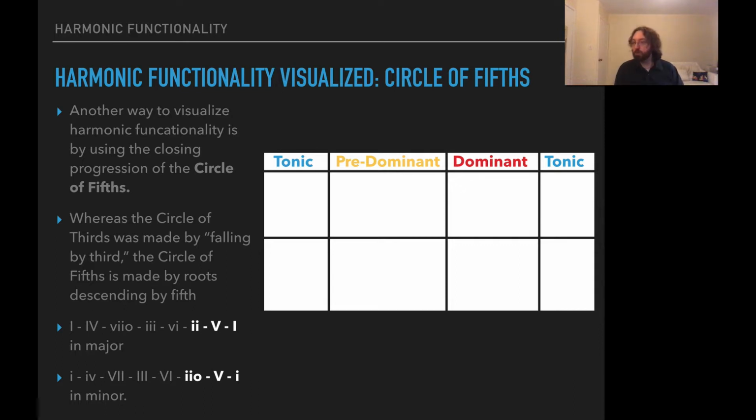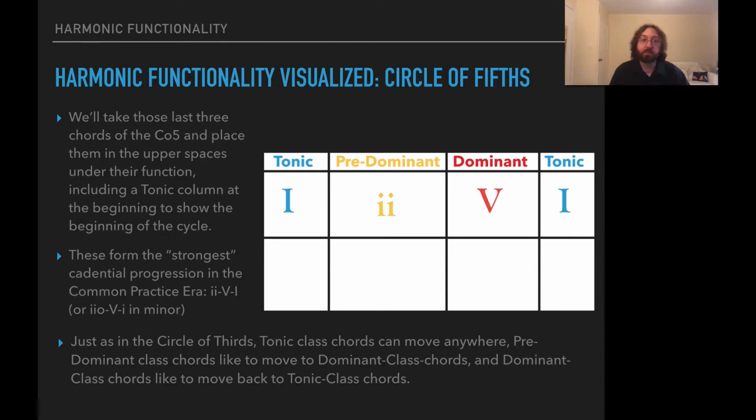Works perfectly fine either way, though note in minor we do use the harmonic minor form for those last several chords. So it's those last three chords that we're most interested in. 2, 5, and 1. Because those are going to be those strongest parts of that progression. So we've taken those last three chords from the circle of fifths, and placed them in the upper spaces under their function. So you can think of this upper row as just repeating over and over. Tonic, predominant, dominant. Tonic, predominant, dominant. It can go on and on and on as long as you want. So we're just taking essentially a snippet of it here.